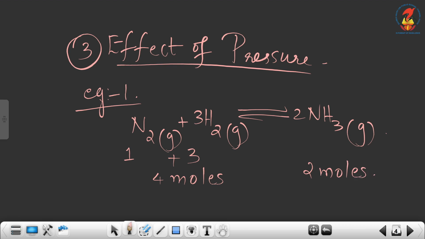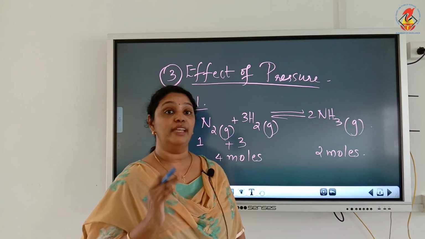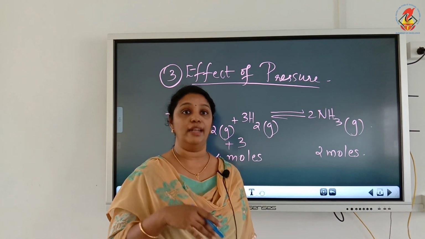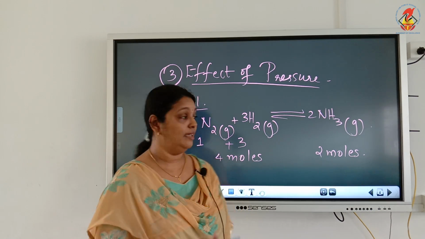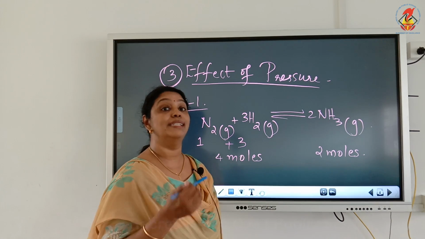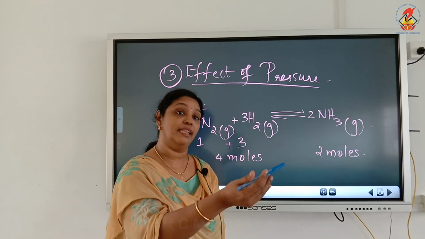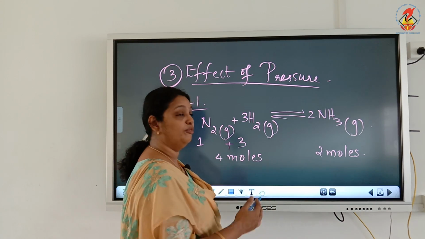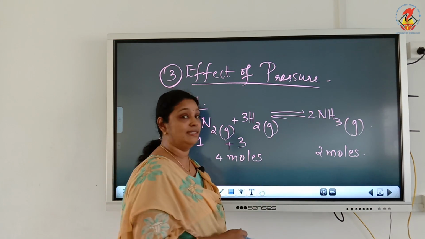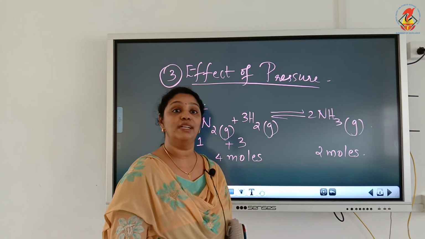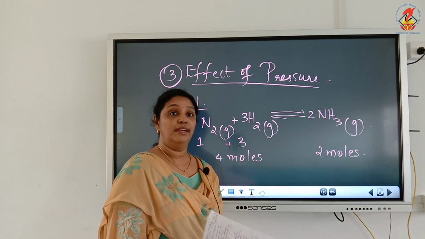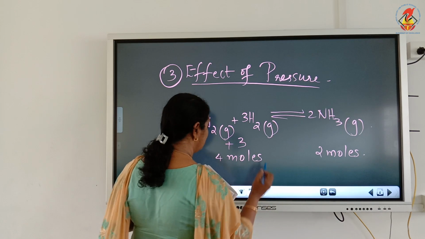and on the product side we have 2 moles of ammonia. So to study the effect of pressure, first you have to check the number of moles of reactants and products. Now you can see in the forward direction the number of moles decreases, which means in the backward direction the number of moles increases. So in the forward direction the number of moles decreases from 4 to 2, and in the backward direction it increases from 2 to 4.